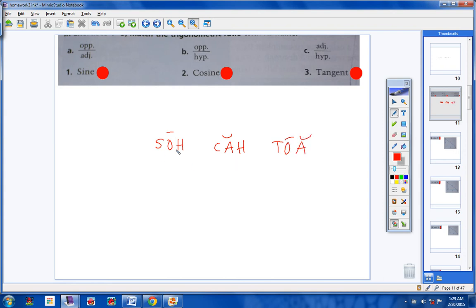So sine is opposite over hypotenuse. So B, opposite over hypotenuse, would go with sine. Cosine, adjacent over hypotenuse, is C, which would go with number 2. Then obviously letter A, TOA, opposite over adjacent, would go with tangent. You really need to have those memorized, okay guys? You need to know those.